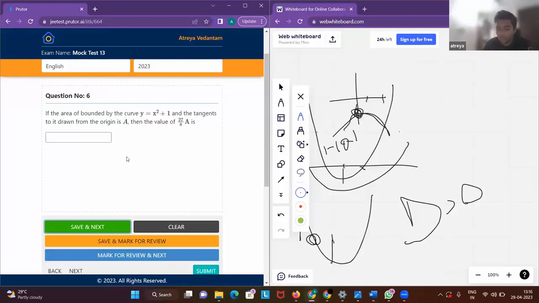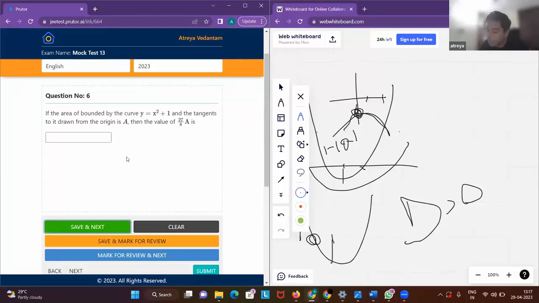So first, if we integrate, since it's an even function, we can just say it's twice the integral from 0 to 1 of x squared plus 1 dx, which is 2 times 1 by 3 plus 1. X squared integral is x cubed by 3, so you get 1 by 3 plus 1. 4 by 3 into 2 is 8 by 3. So 8 by 3 is the area under the curve.